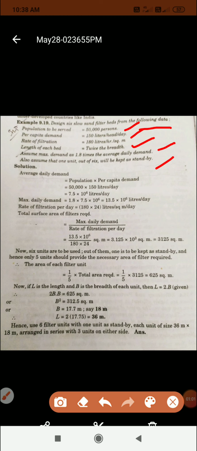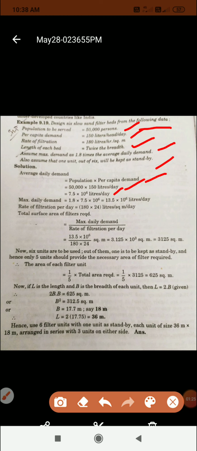Solution. So first you have to find out average daily demand. It is very simple to calculate. Average daily demand is equal to population into per capita demand. The population is 50,000 into per capita demand rate 150 liters per day. Average daily demand is equal to 7.5 into 10 to the power of 6 liters per day.